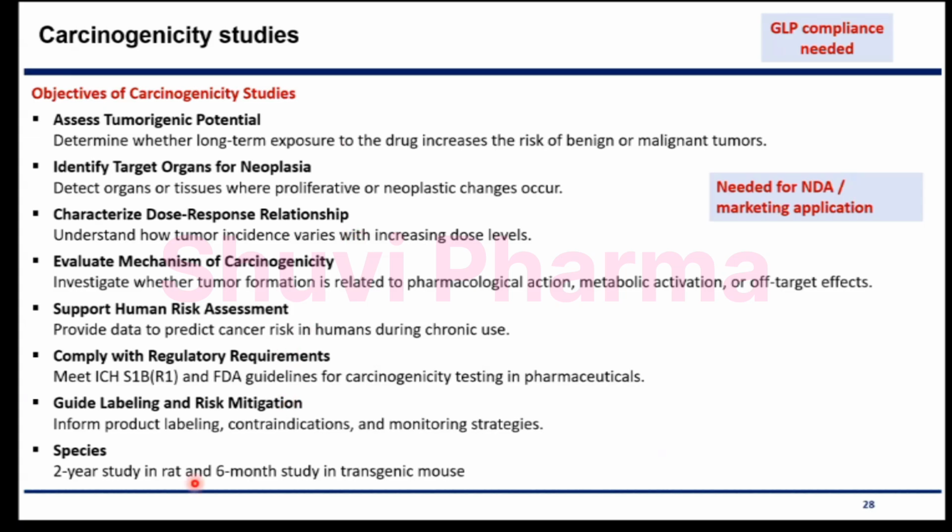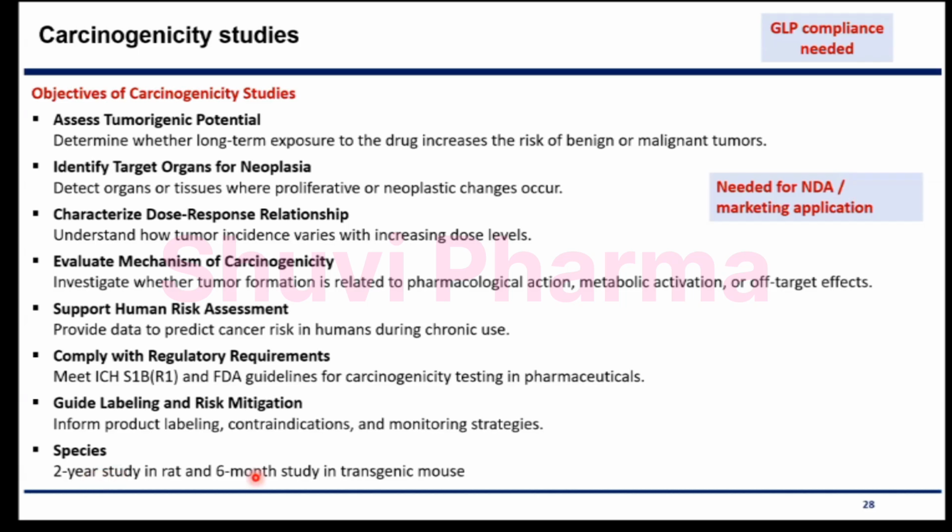You have to do the study for 2 years in rat and 6 months in transgenic mouse, the genetically manipulated mouse, and look at whether or not those animals are forming cancer after the chronic treatment. Someone may ask, in humans, the drug we may take for 10 years or 20 years, but in rat, we were testing only for 2 years. And how do we translate this 2 years to the 20 years in human?